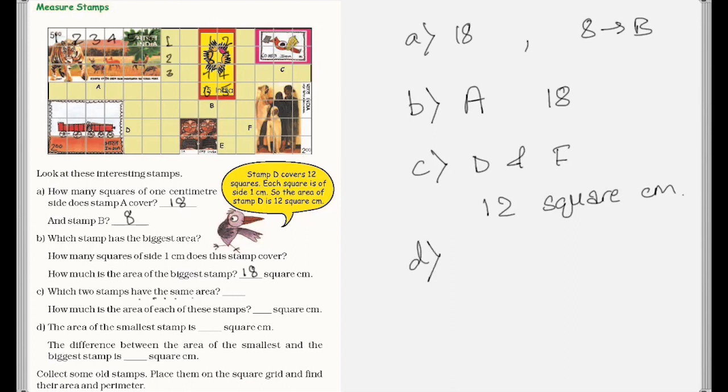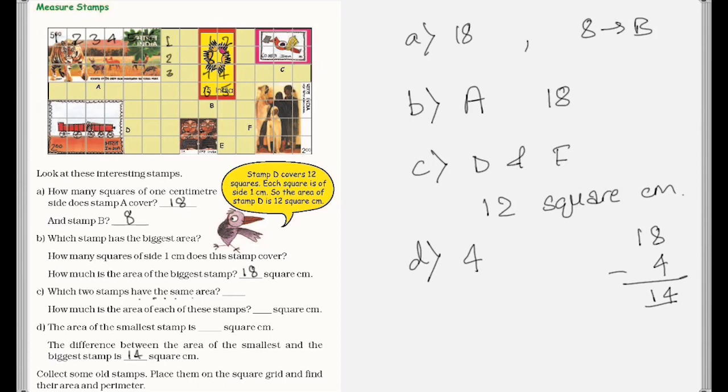Then we have the question, that is, the area of the smallest stamp is, so the smallest is clearly E, which has an area of 1, 2, 3 and 4 square centimeter. Now the difference between the area of the smallest and the biggest stamp is, so the biggest stamp had the area of 18, the smallest has an area of 4, and when we subtract we get 14 square centimeter.